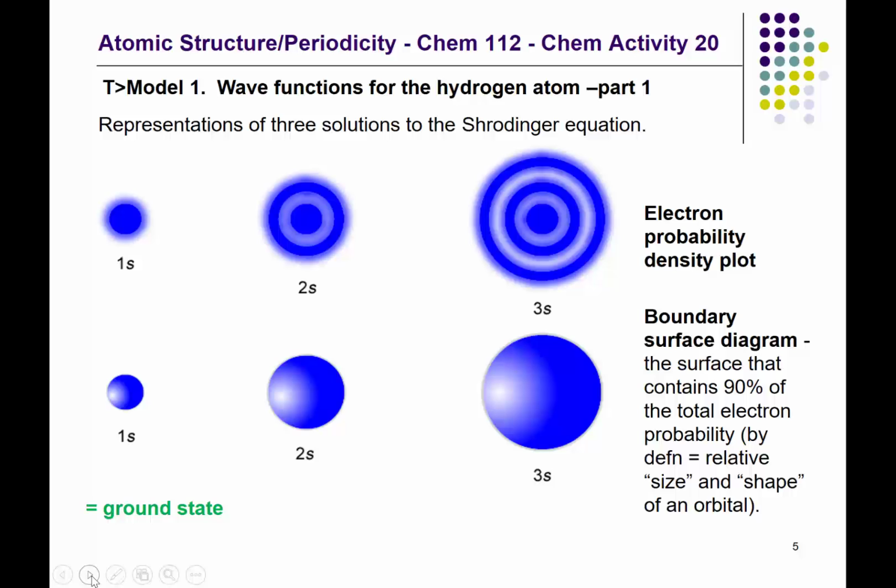You might think, for instance, of the 2s, the 3s, and there's a 4s, and each of those numbers that precede the s refers to the energy level, so it would be like saying energy level number 2, 3, 4. So if the electron exists in these other orbitals, we'd say the electron's in an excited state. 2s is also an excited state, and 3s would be a higher excited state. And you can see that these boundary surface diagrams and electron probability density plots have a greater volume.